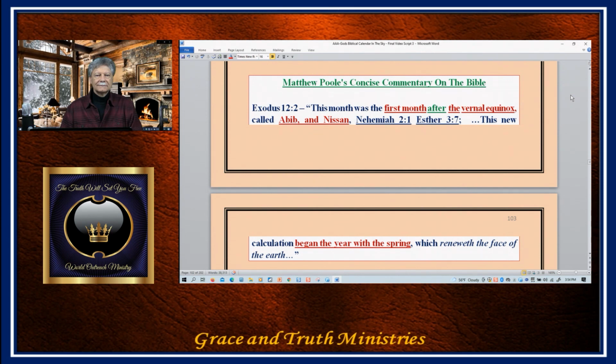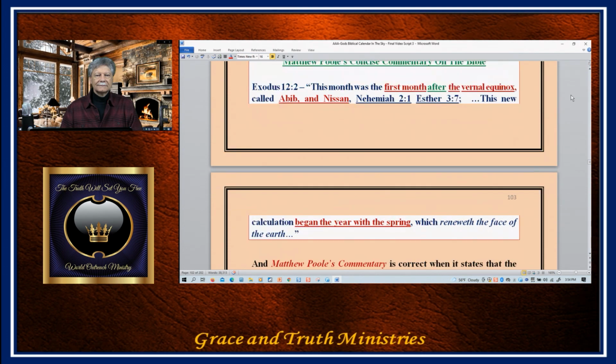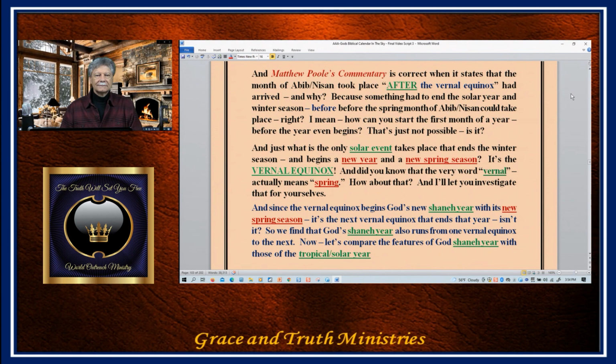Matthew Poole's concise commentary on the Bible, Exodus 12:2. This month, when God was referring to this month, was the first month after the vernal equinox. Get that, friends? It was the first month after the vernal equinox. It was called Abib or Nisan. This new calculation, meaning God showing them when his year started, began the year with the spring, which renews the face of the earth.